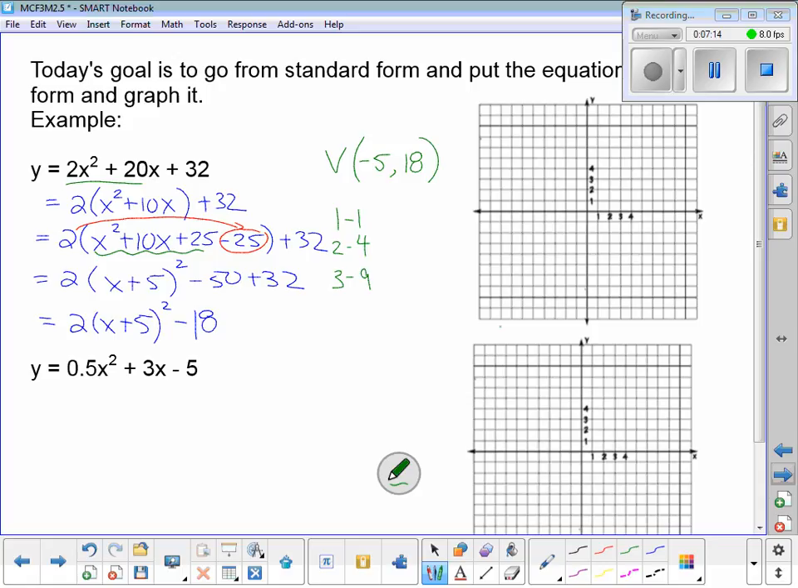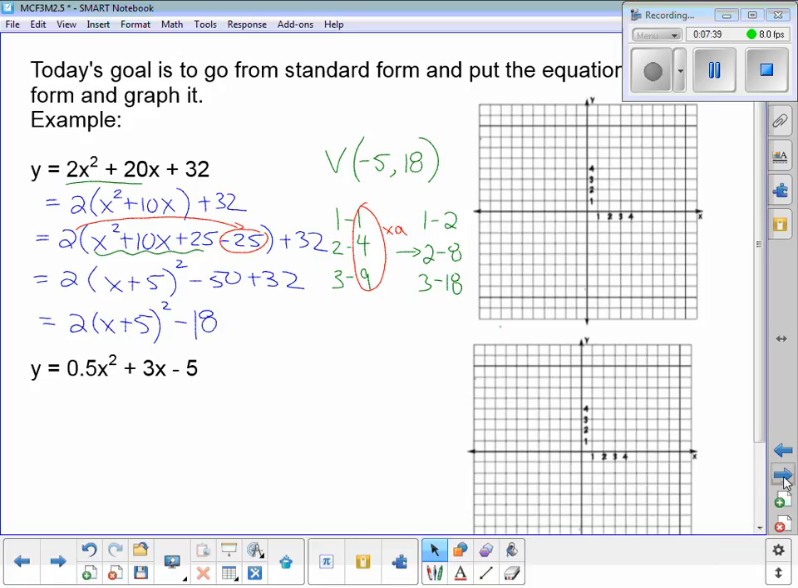So we talked about that when you were doing your graphing. We take those values and multiply by our A value to get our new step pattern. In this case, A is 2, so it would be over 1, up 2, then over 2, up 8, and over 3, up 18. So there is the step pattern that we need in order to graph. Okay, now let's go ahead and graph it.